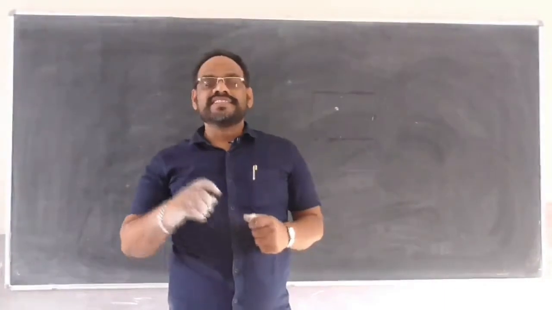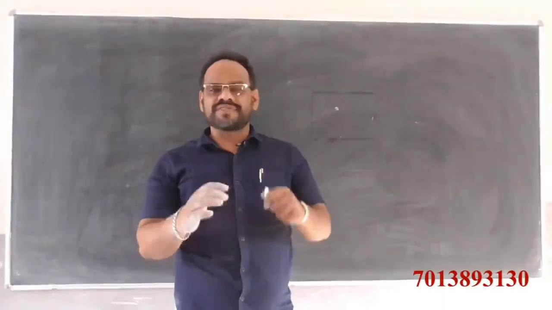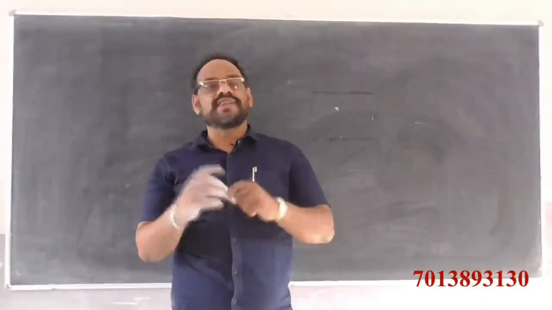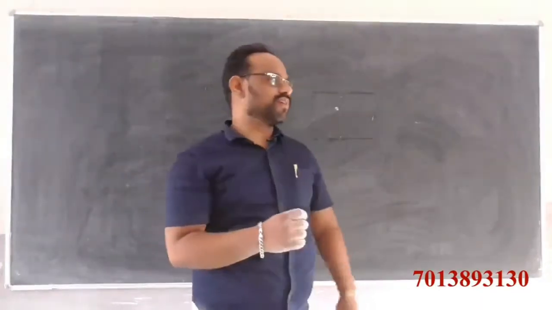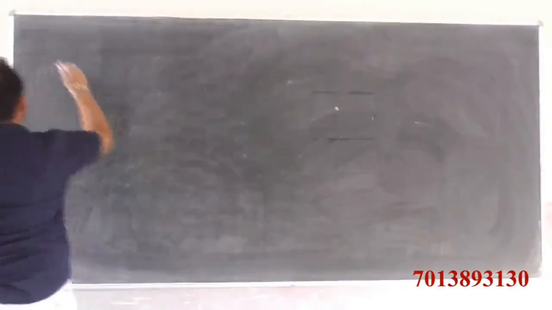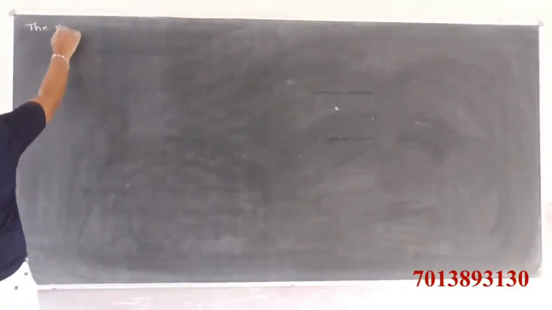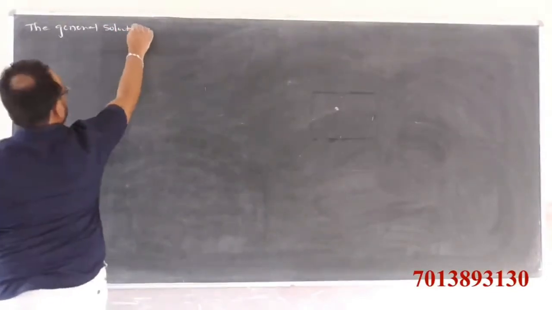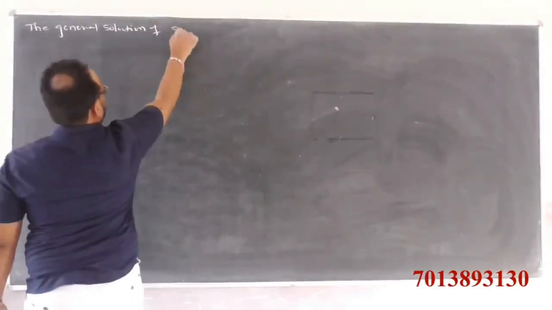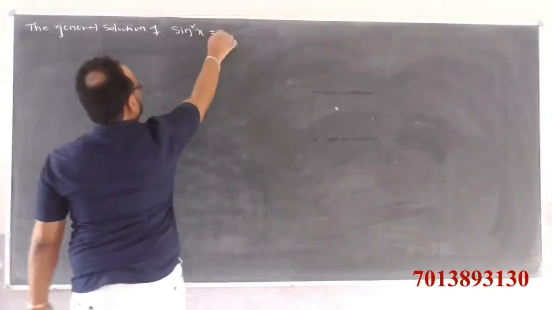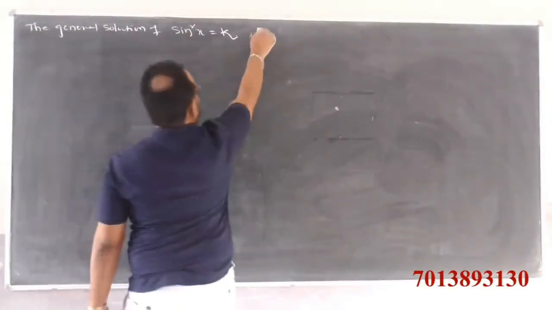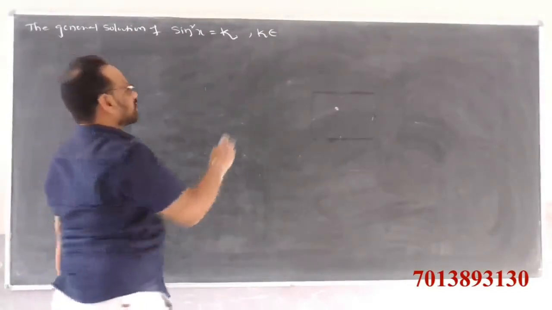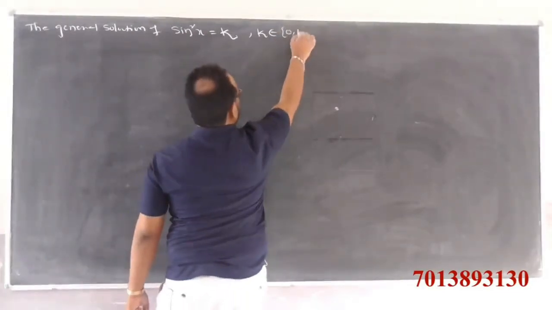How to find the general solution if sin square x equals k, cos square x equals k, tan square x equals k? Let us discuss one by one. The general solution of sin square x equals k, where k belongs to the closed interval 0 to 1.